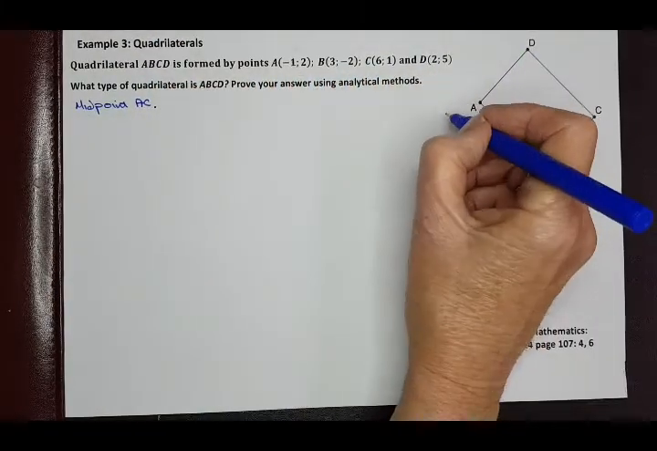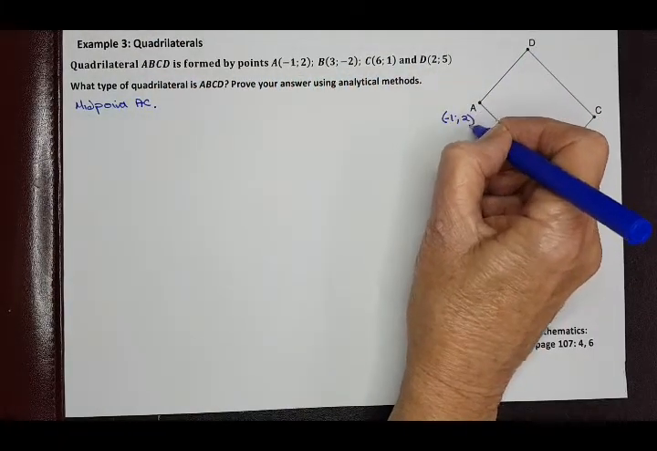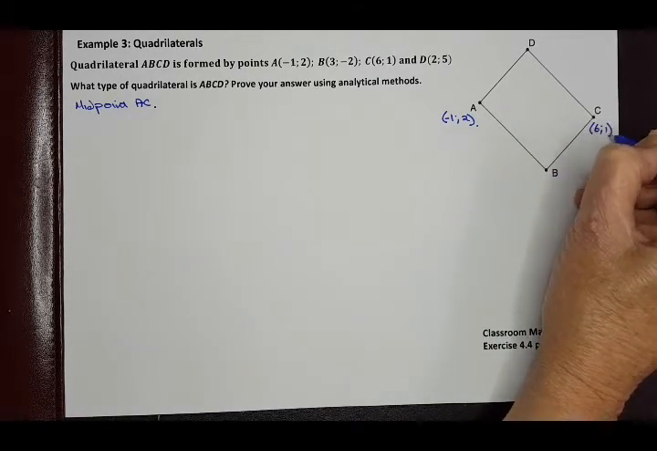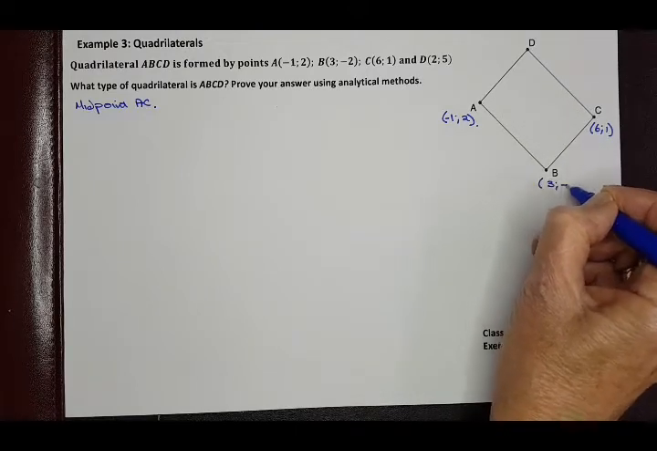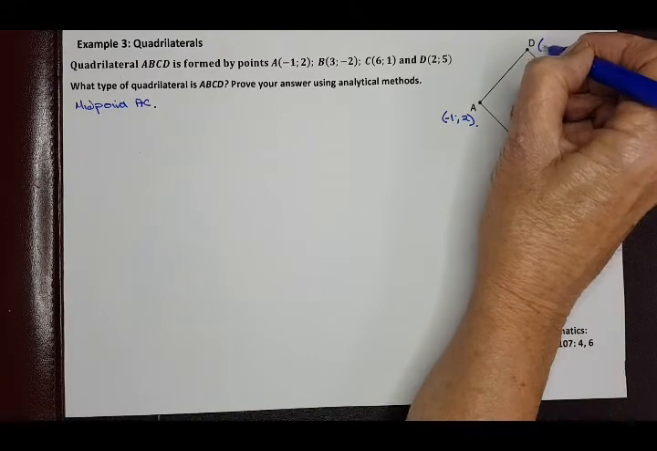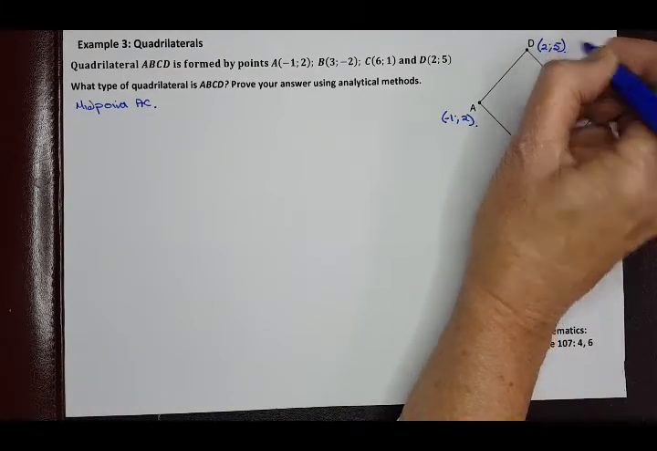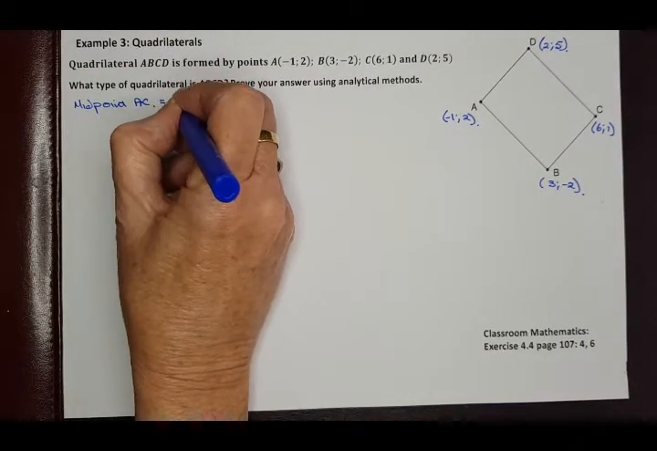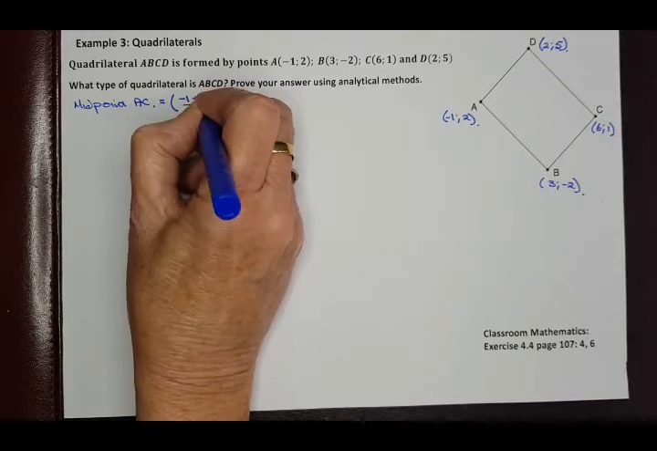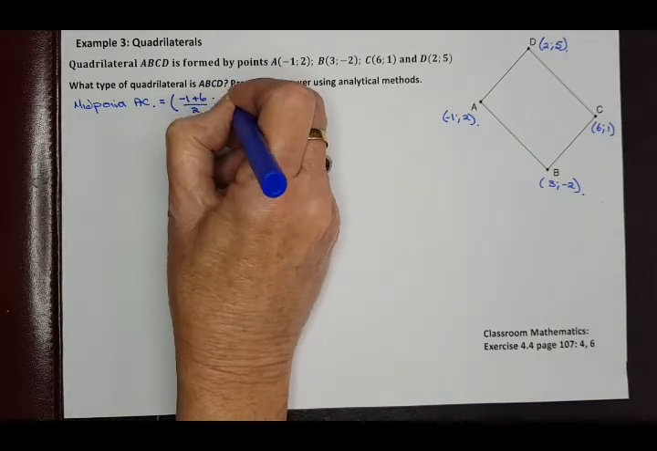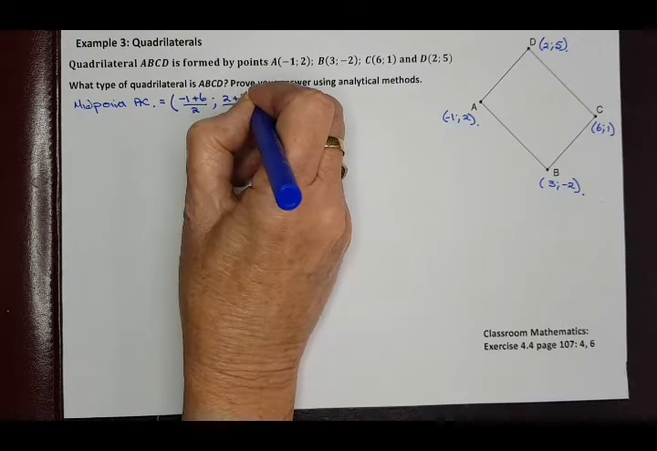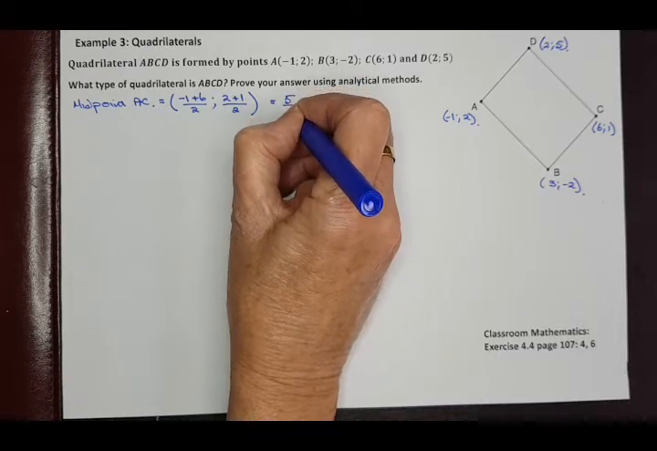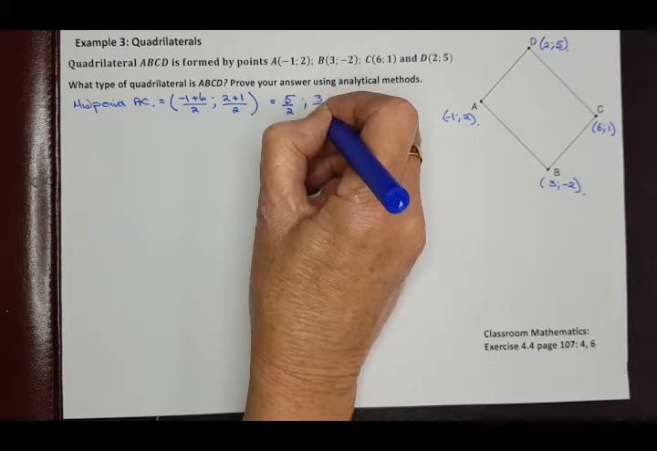Might be easier just to write in our ordered pairs here. A is minus 1, 2. C is the ordered pair 6 and 1. B is the ordered pair 3 and minus 2. And D is the ordered pair 2 and 5. So if I'm working out the midpoint of AC, I'm going to add my x's and divide by 2. I'm going to add my y's and divide by 2. And so the midpoint of AC becomes 5 over 2, 3 over 2.